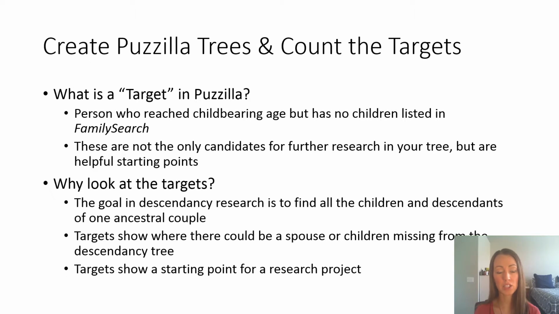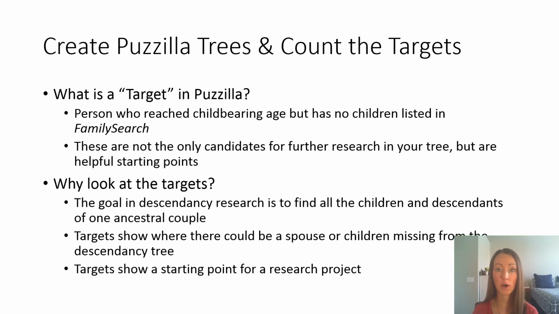So why are we looking at the targets? Well, the goal in descendancy research is to find new relatives to add to the tree. And you start with an ancestral couple and find all of their children and all of the children's children and all the descendants. So if you look at a descendancy tree and you find somebody with no children listed, that's a sign that that person is a good starting point for research.